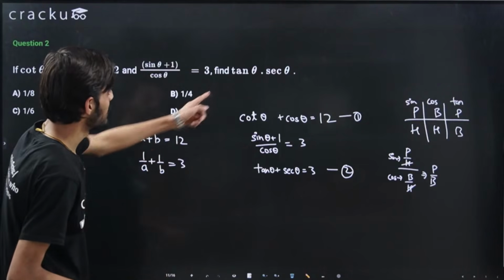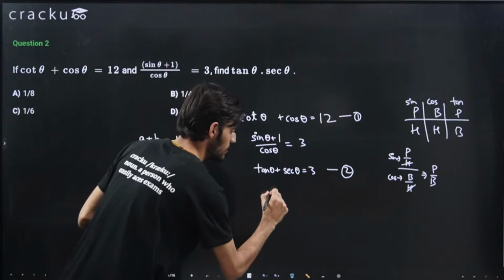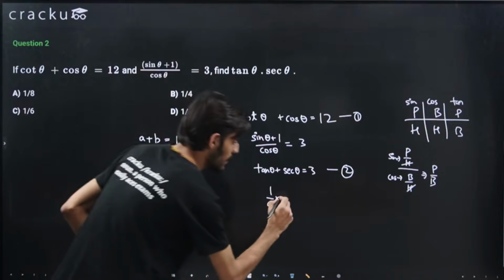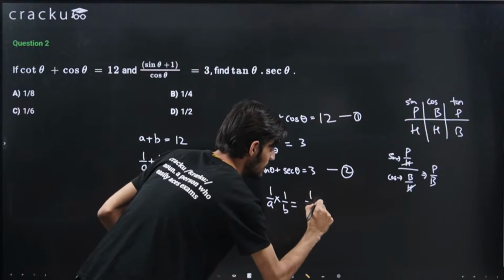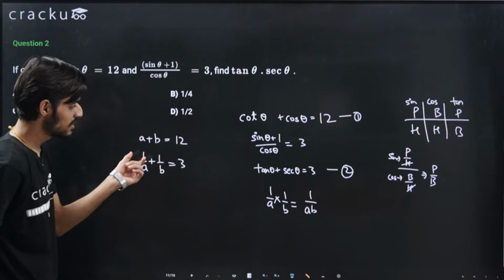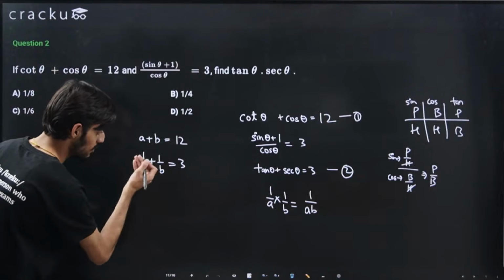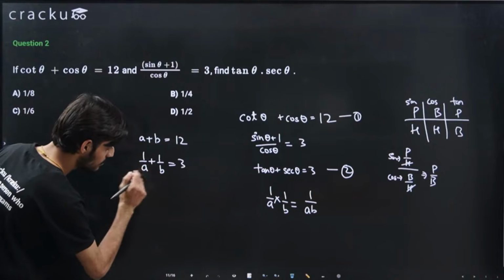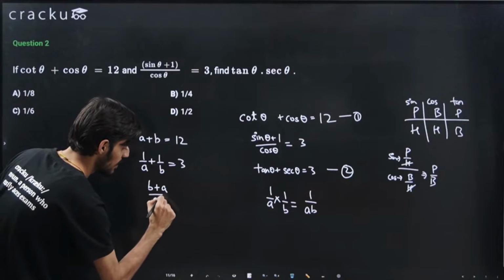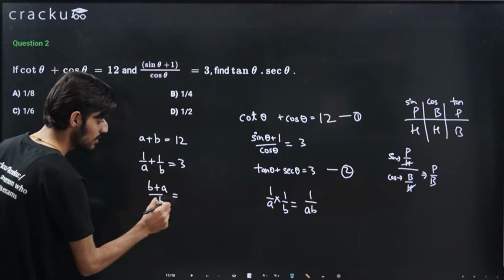Now we just need to find the value of tan theta into sec theta. Tan theta, we know, is 1 by a, multiplied by sec theta, which is 1 by b. So what we essentially want to calculate is 1 divided by ab. We need to find the value of 1 by ab. We can just solve these two equations and we'll be able to find the value. Let's simplify the second equation. Taking the LCM, this will come out to be b plus a divided by ab.